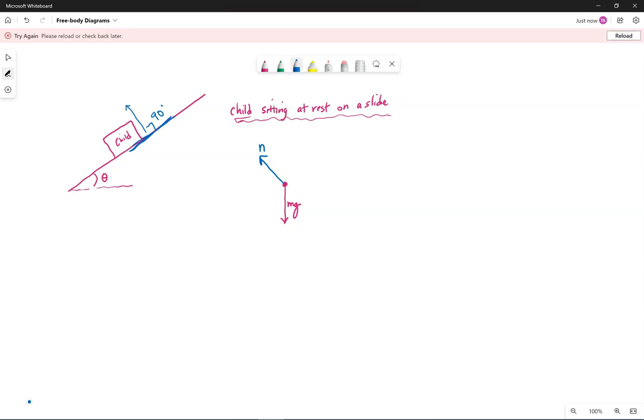The other type of force the slide can exert on the child is friction. Now, in this case, the child's just sitting there. They're going to stay sitting there. They're not going to slide down. That's what I'm trying to get at right here. So let's just assume in this case, this child is not going to slide.